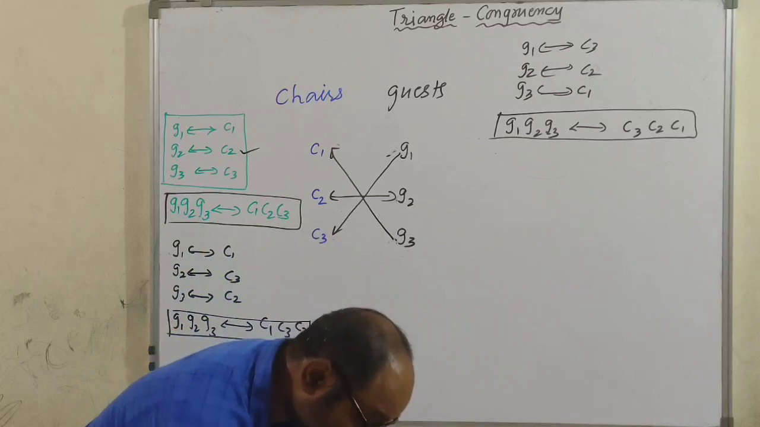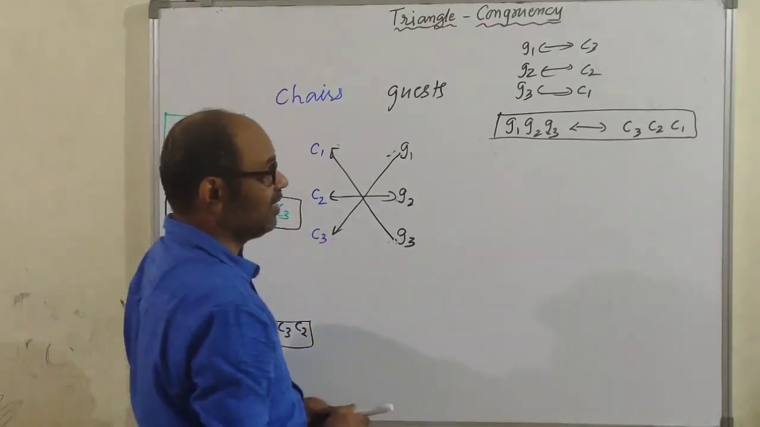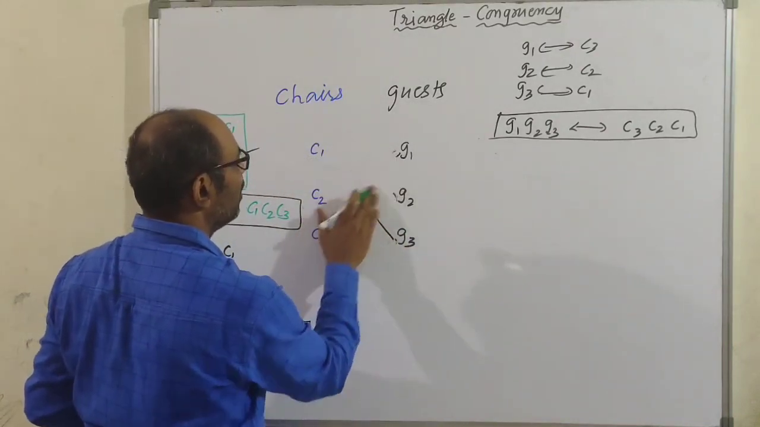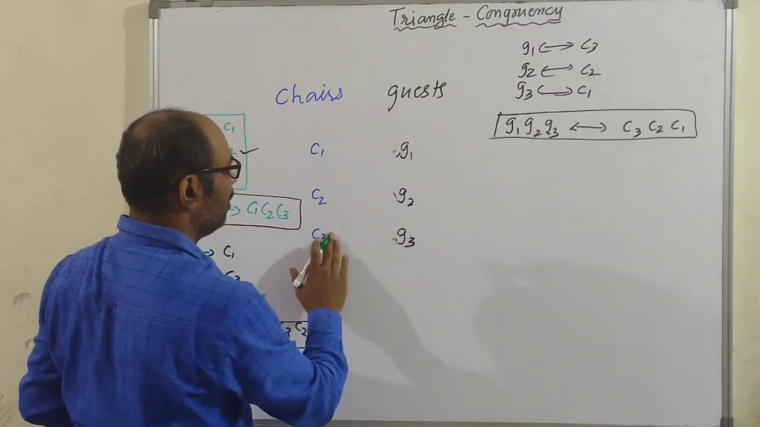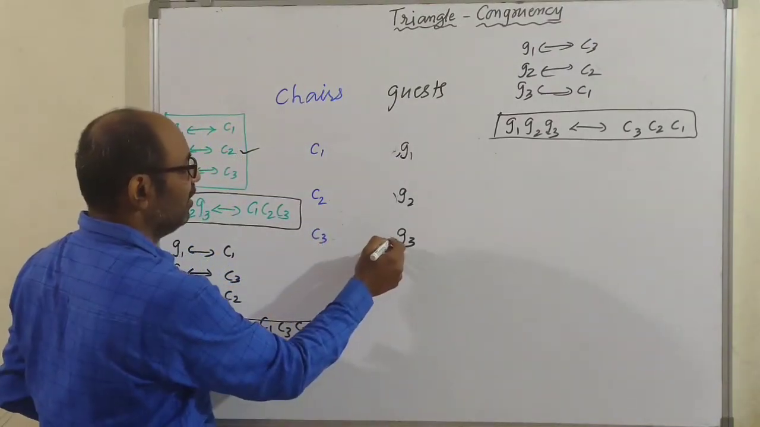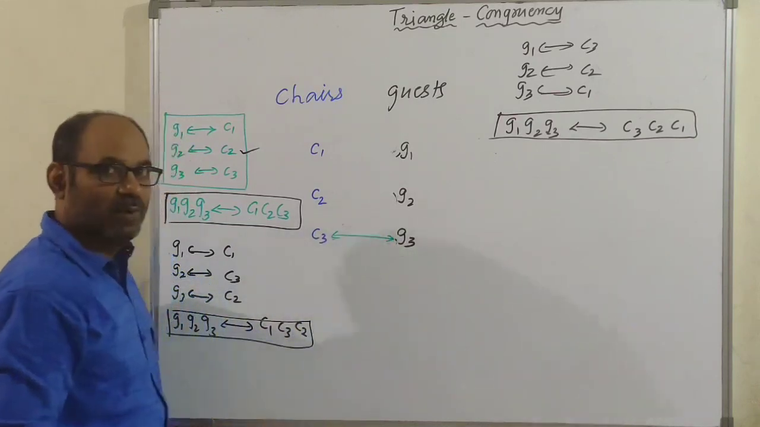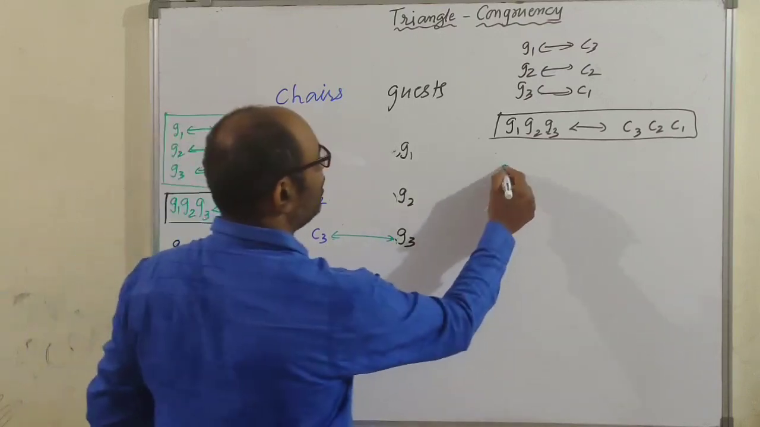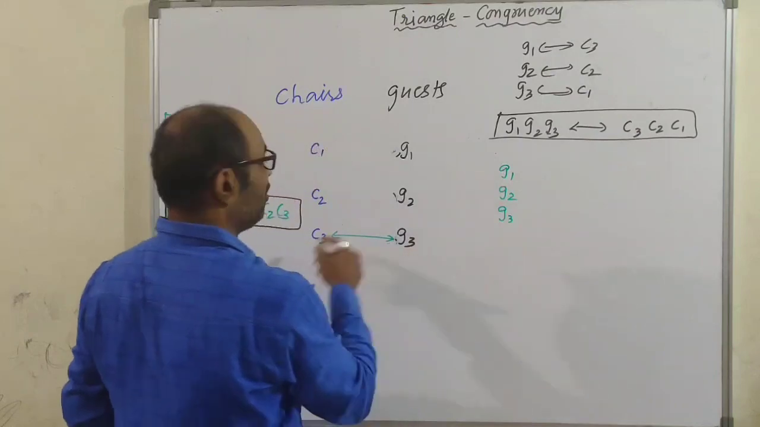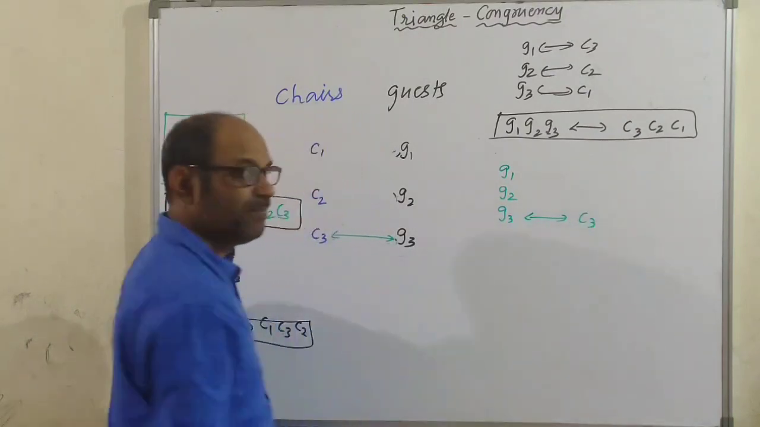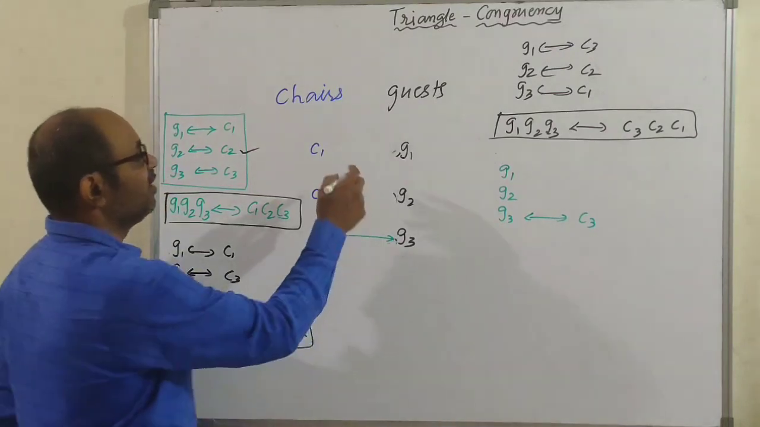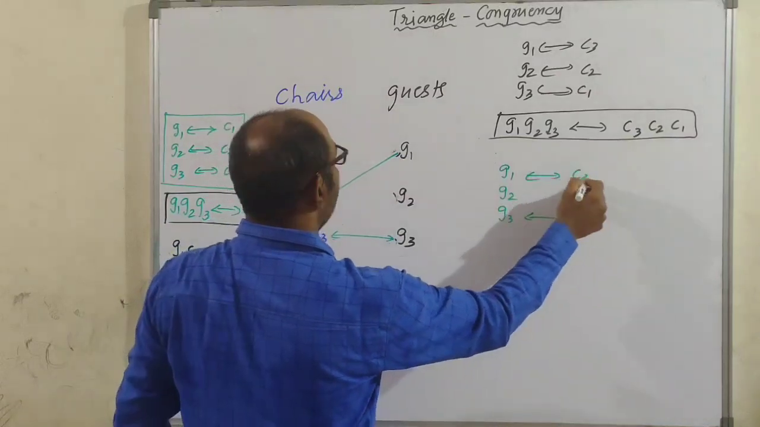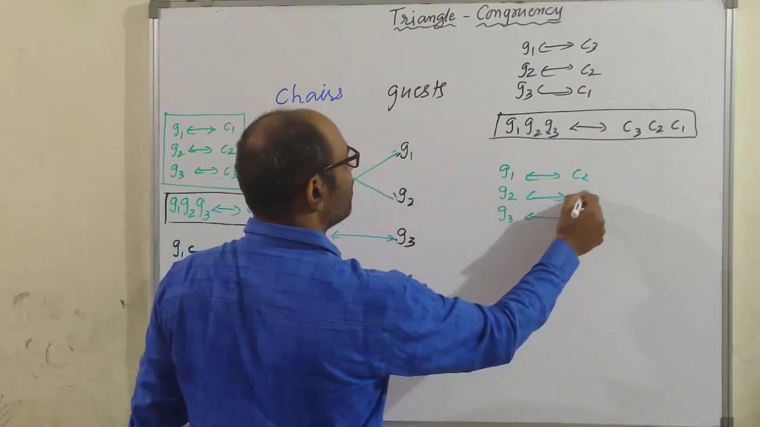Alright. Now, are there any more ways? Let's see. Again, I remove this. Now let G3 be connected to C3. G1, G2, G3. G3 is connected to C3. Correct? And this, instead of straight, G1 is connected to C2. And G2 is connected to C1.